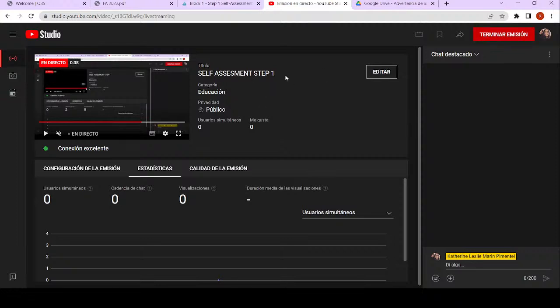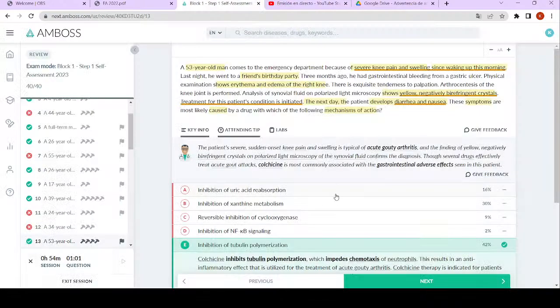Okay, so let's continue reviewing this self-assessment from AIMBOS. Well, next question is a 33-year-old man came with severe knee pain, swelling since waking this morning. He went to a friend's birthday. So you know what happened at a friend's birthday. You drink a lot, you eat a lot.